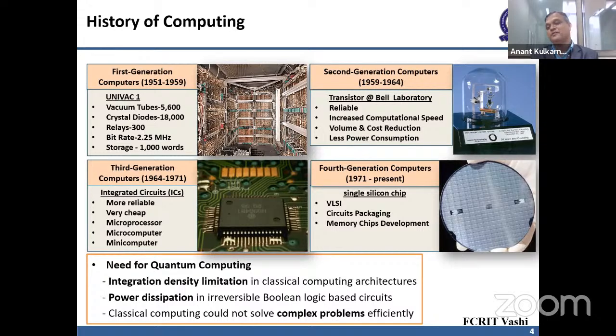Then we moved from the third generation to the fourth generation, that is, 1971 till today. Single silicon chip. We talk about the single silicon chip.